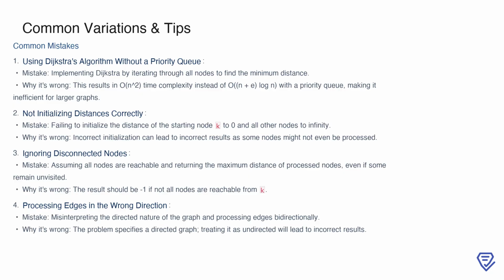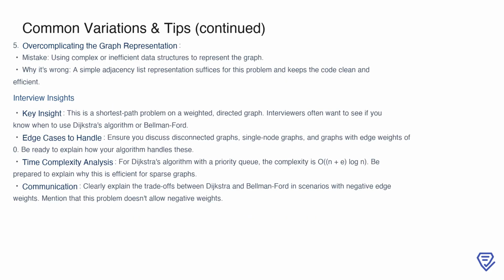Lastly, make sure to process edges in the correct direction. Since the graph is directed, treating it as undirected will result in errors. Always follow the direction specified in the input. Another mistake to watch out for is overcomplicating the graph representation. Using overly complex or inefficient data structures can make your code harder to debug and slower to execute. A simple adjacency list is typically the best choice for this problem, as it keeps the implementation clean and efficient.